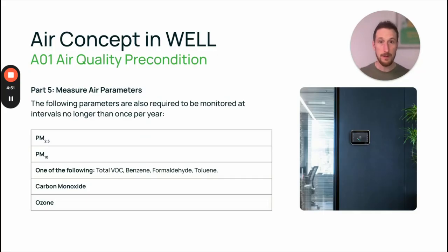And then Part 5 of feature A01. Again, this is still the precondition. This requires annual testing or more frequent. It can be more frequent, but at least once per year, you need to measure these parameters: PM2.5, PM10, carbon monoxide, ozone, and TVOC, or a collection of specific VOCs. So this essentially requires that once per year, either there are continuous monitors on the wall, which are just continually taking this information and then submitting it, or you will have to have performance testing done once per year.